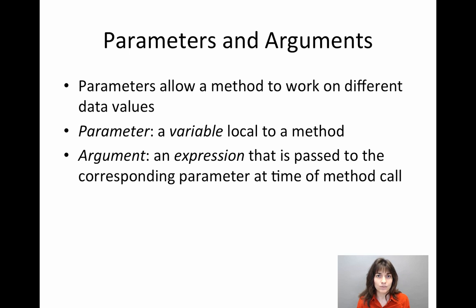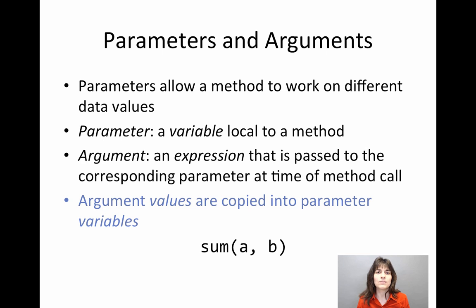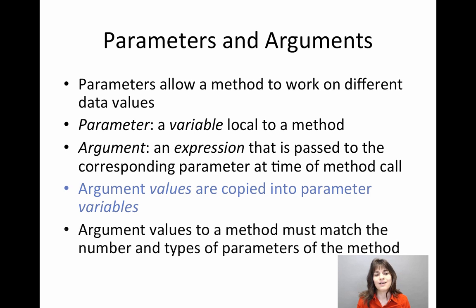A very important thing to remember in Java is that the argument values are copied into the parameter variables. The value of a is copied and becomes the value of x. The value of b is copied and becomes the value of y. There is no call by reference in Java. The call is by value. We just copy the values. The argument values to a method obviously must match the number and the types of parameters of the method. Otherwise, we will have a compile time error.